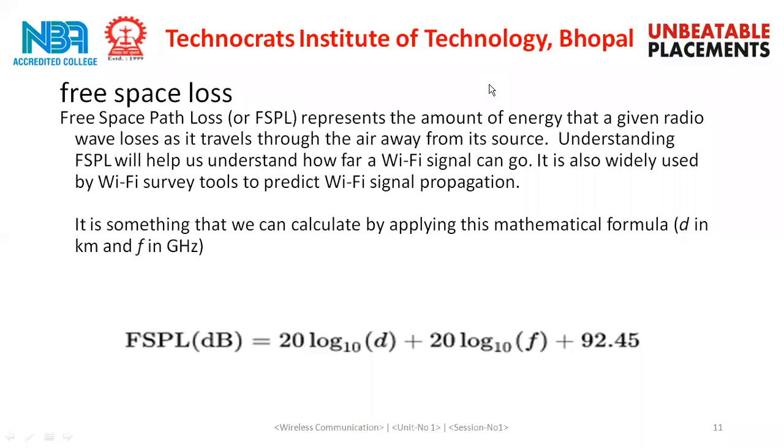Where d is the distance between the transmitter and the receiver in kilometers, and f is the frequency in megahertz. So this is the mathematical expression which we are using to explain the free space loss, and with this formula we can easily calculate the free space loss. Now what do we have next?